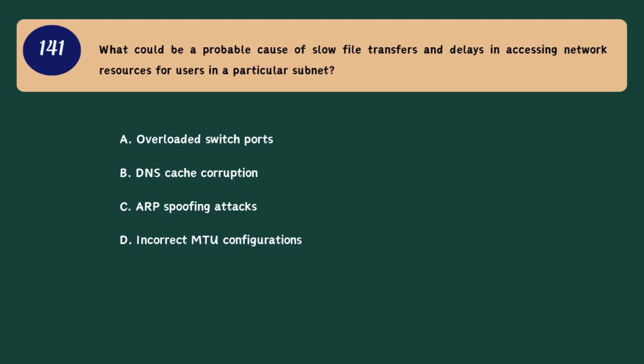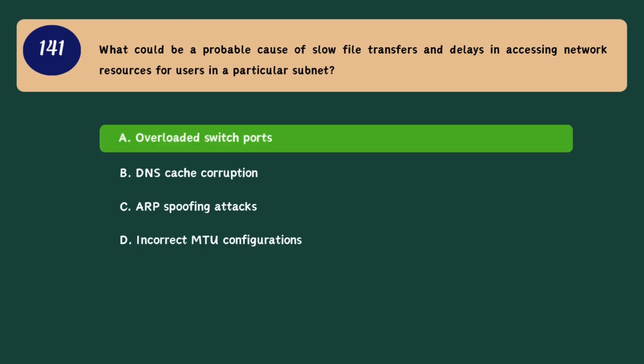Question 141. What could be a probable cause of slow file transfers and delays in accessing network resources for users in a particular subnet? A. Overloaded switch ports. B. DNS cache corruption. C. ARP spoofing attacks. D. Incorrect MTU configurations.